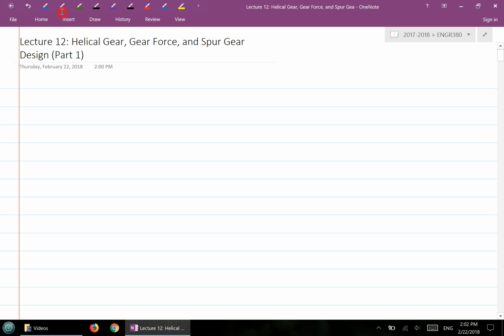Okay, so let's continue on the lecture here. We have a little bit on the gear train and gear force concept, and then we'll get on to the helical gear, but first I'll get on to the basic design concept for spur gear. In the previous lecture we talked about gear trains. So now let's take a look at the gear force for spur gear first.